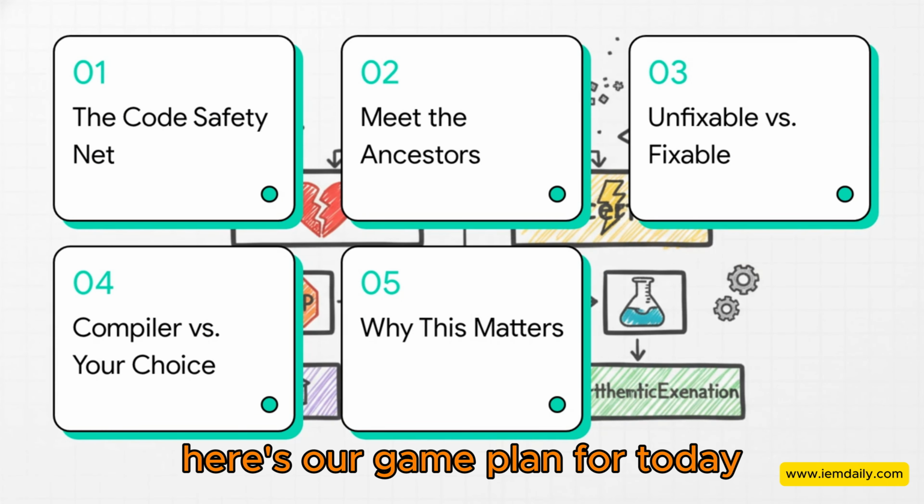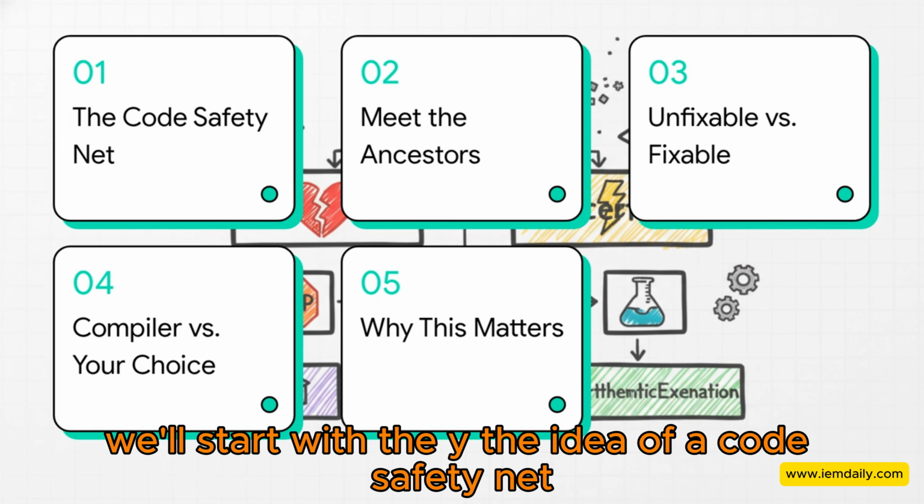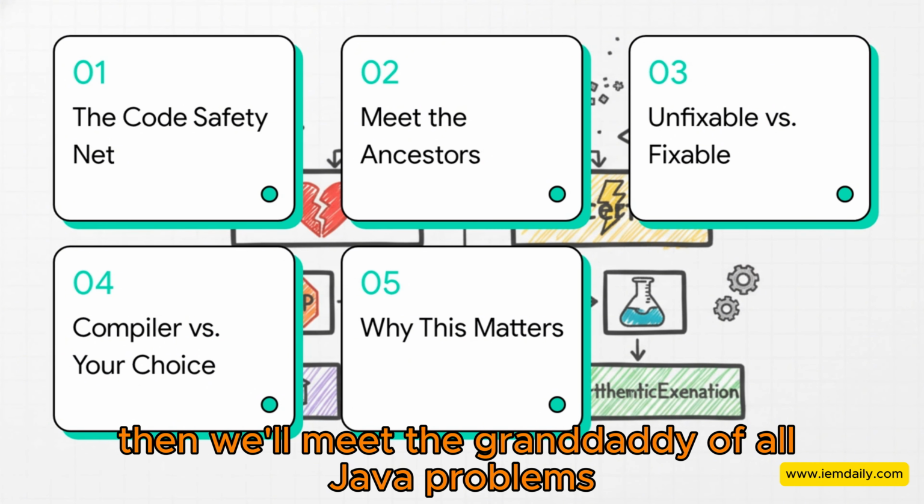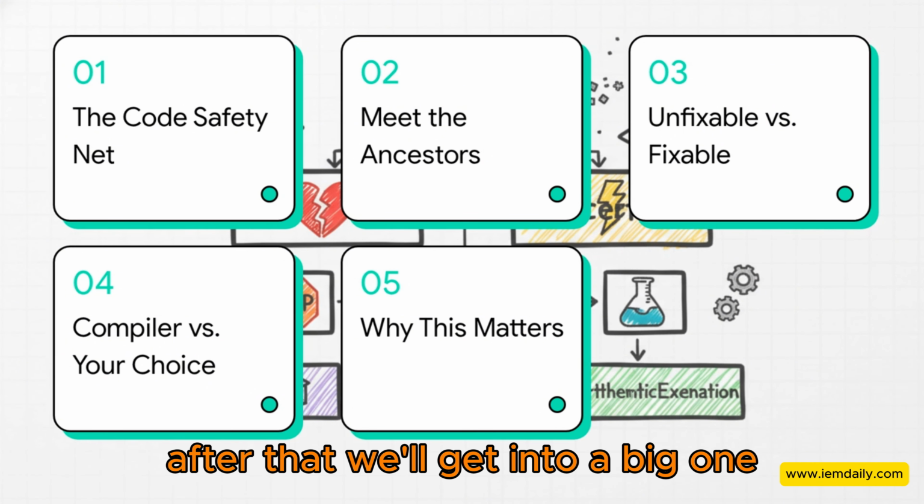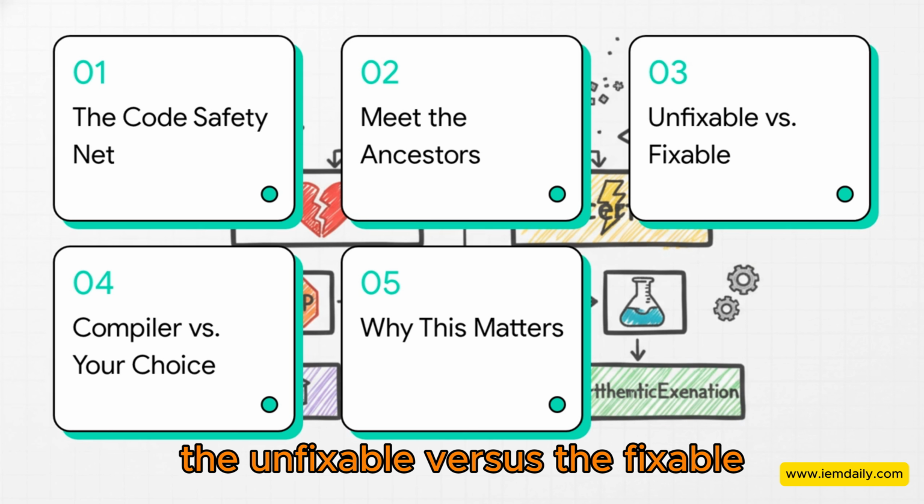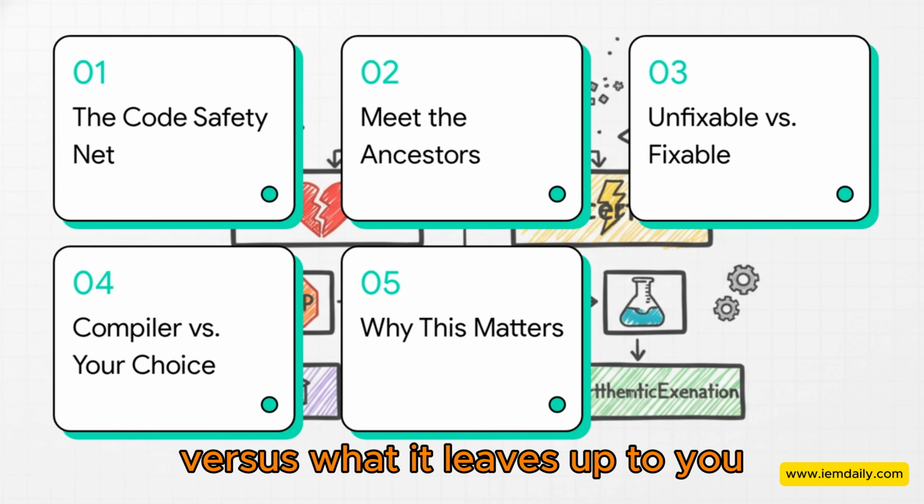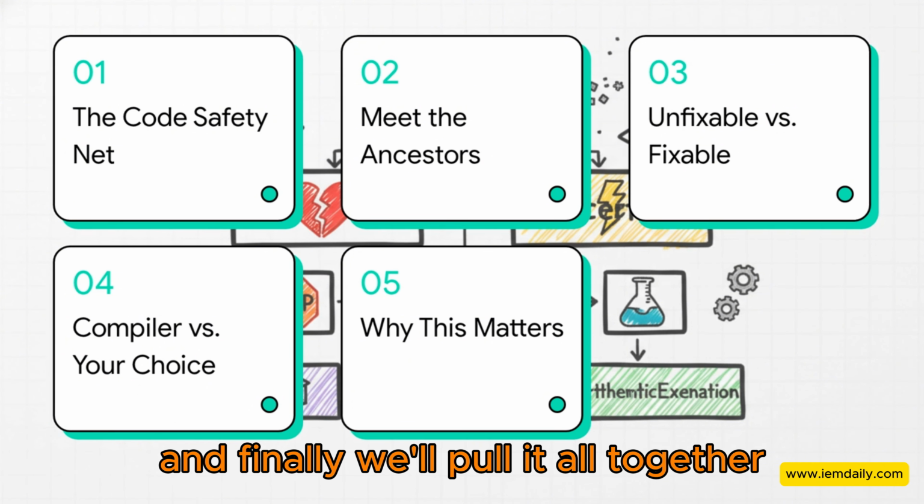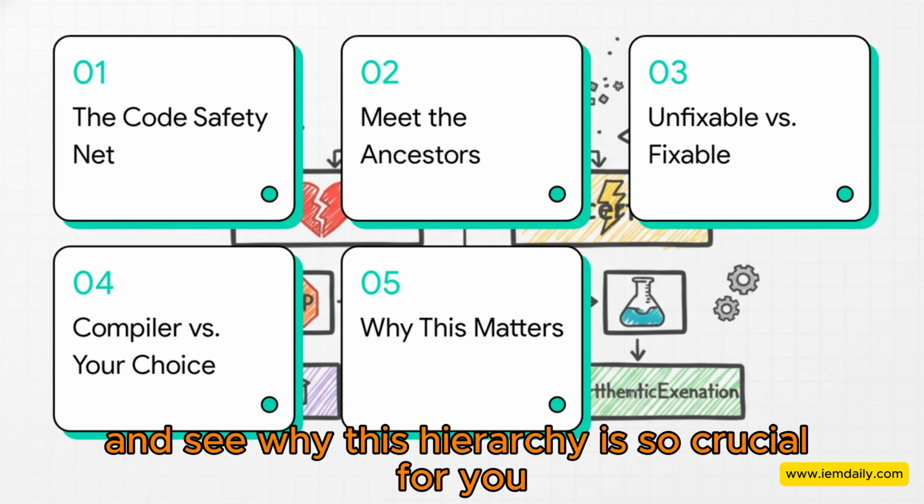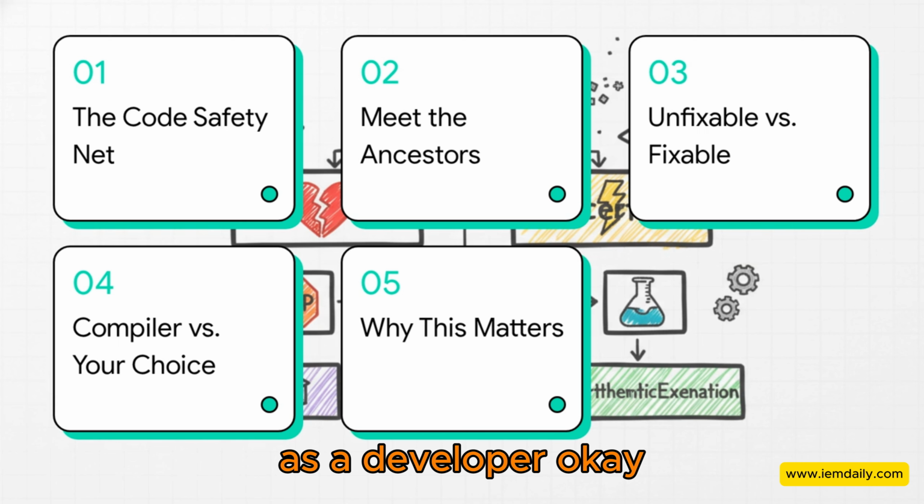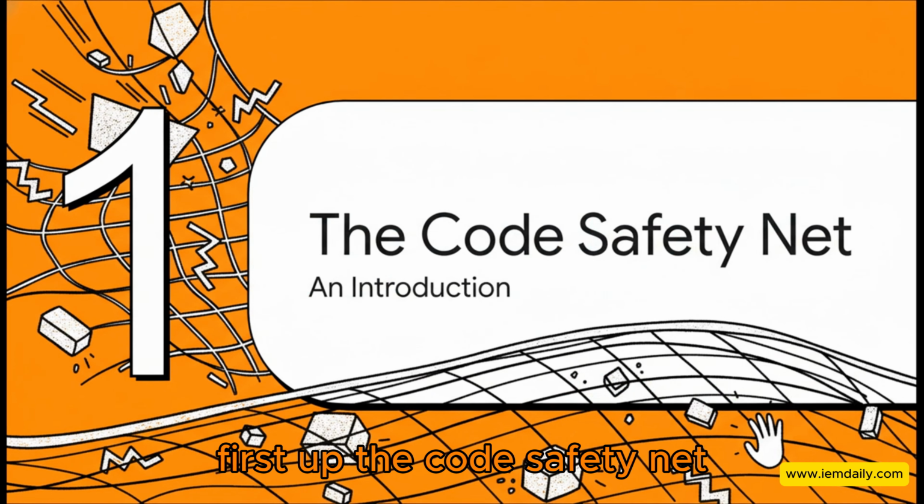All right, here's our game plan for today. We'll start with the why, the idea of a code safety net. Then we'll meet the granddaddy of all Java problems. After that, we'll get into a big one, the unfixable versus the fixable. Then we'll look at what the compiler makes you do versus what it leaves up to you. And finally, we'll pull it all together and see why this hierarchy is so crucial for you as a developer. Okay, first up, the code safety net.